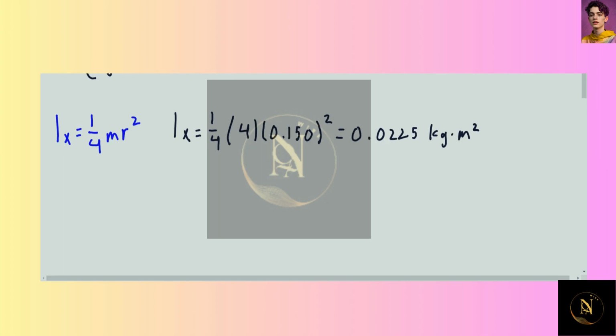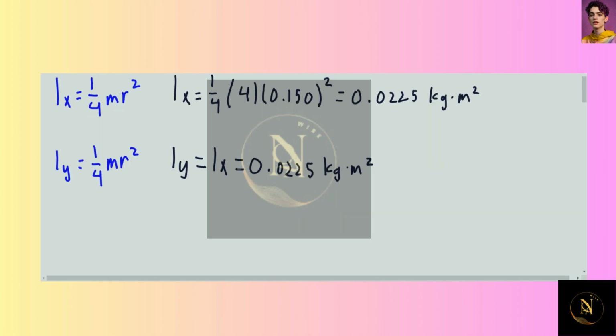And now for the y component. The y component is actually going to be 1 over 4 mr squared, since the x component and the y component use the same formula. And because of that, we know that I of y is just going to be equal to I of x, which is equal to 0.0225 kilogram meters squared.